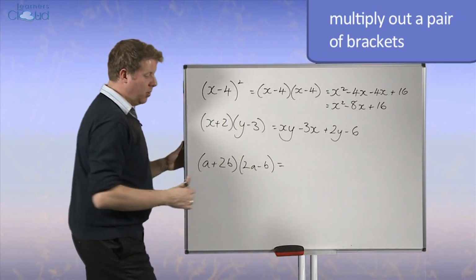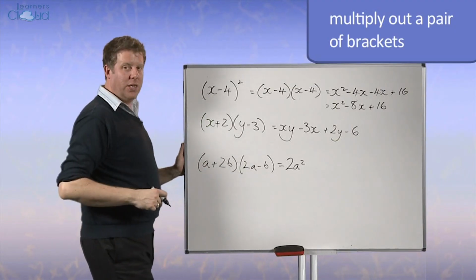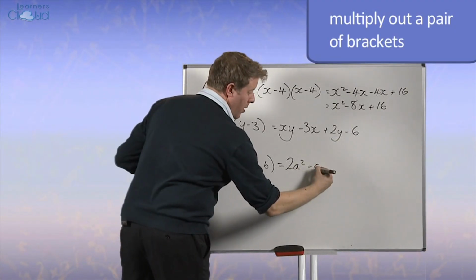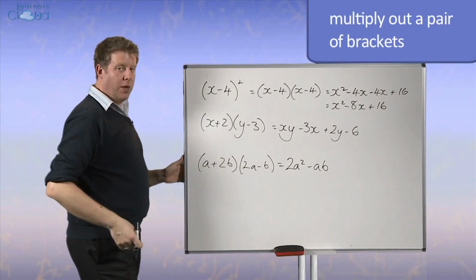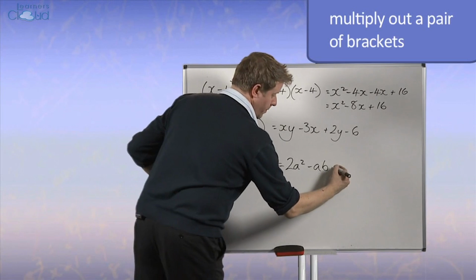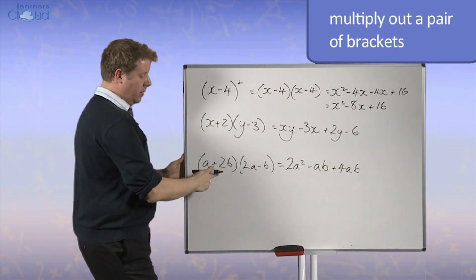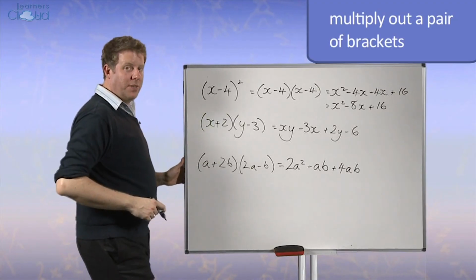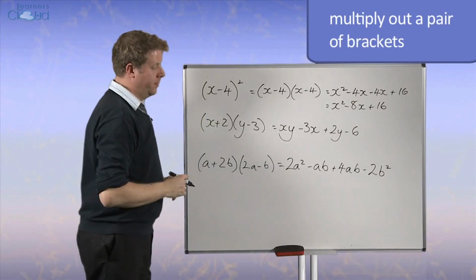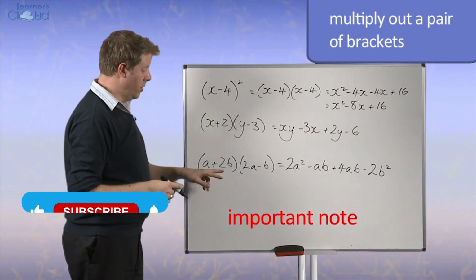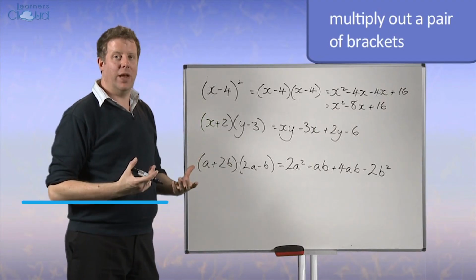A multiplied by 2a, 2a squared. A multiplied by minus b. That's going to give me minus ab. 2b multiplied by 2a. That would give me 4ab. 2b multiplied by minus b will give me minus 2b squared. Now you may have thought that 2b multiplied by 2a gives you 4ba. It's the same thing as 4ab.